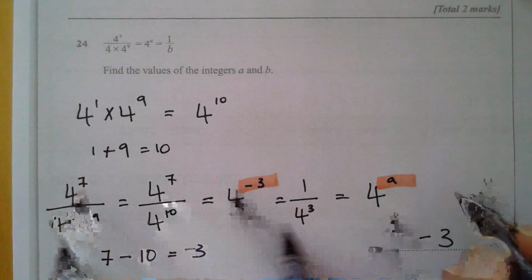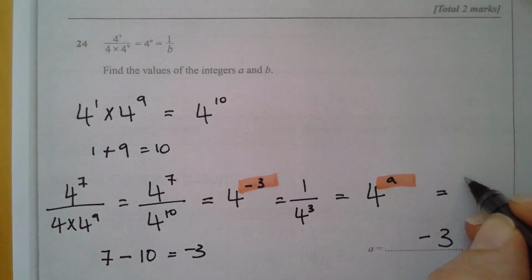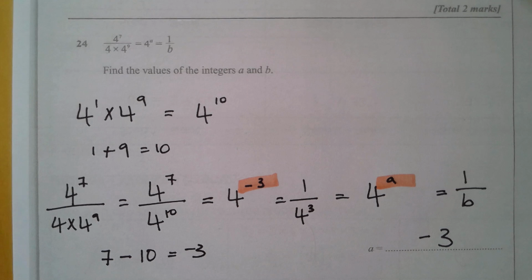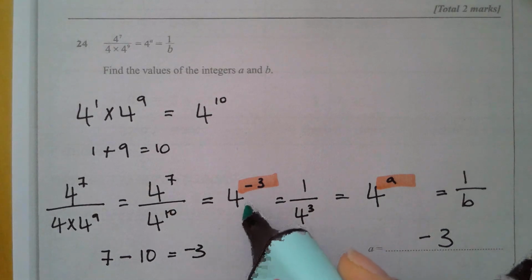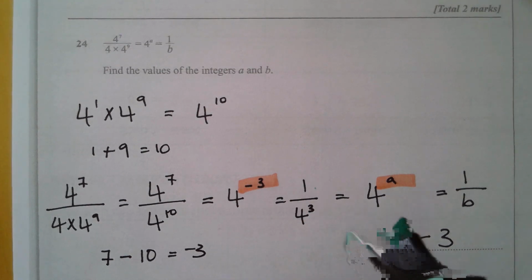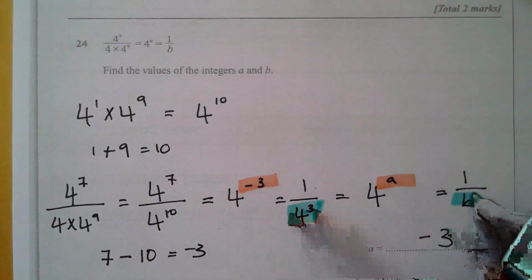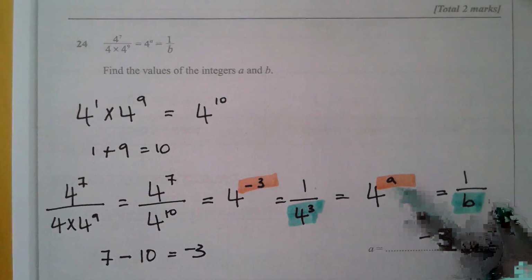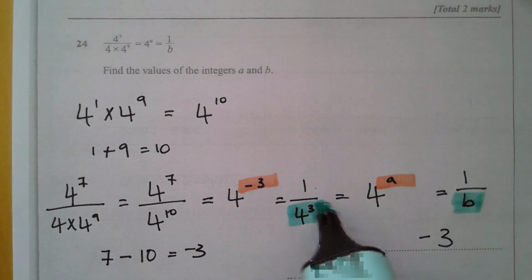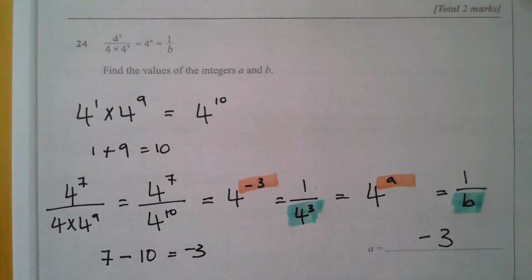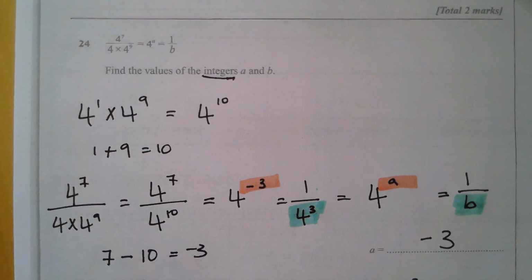We also know that this equals 1 divided by B. And actually it was important to know that 4 to the power -3 was 1 divided by 4 to the power 3, because now we have an expression that has 1 divided by this indices. So actually this is 4 to the power 3, which we need to write as an integer. 4 to the power 3 equals 4 multiplied by 4 multiplied by 4. 4 multiplied by 4 is 16. 16 multiplied by 4 is 64.